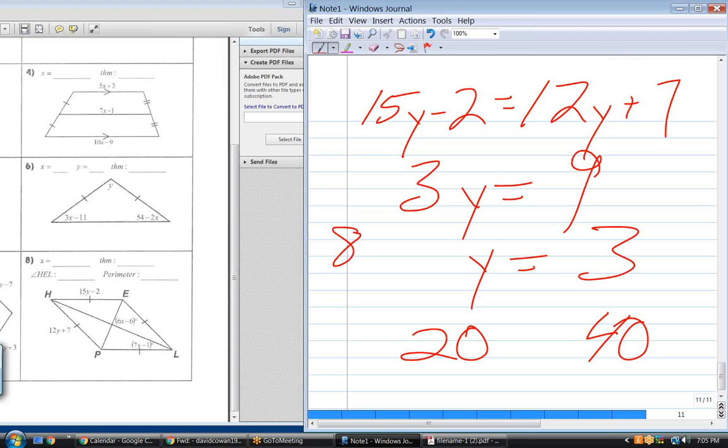So 80. So all four angles have to total 360. Did I say 8 times 4? The sum of the angles of any quadrilateral is 360. So this angle plus this angle, E plus P, has to equal 280. So HEL would be 280.